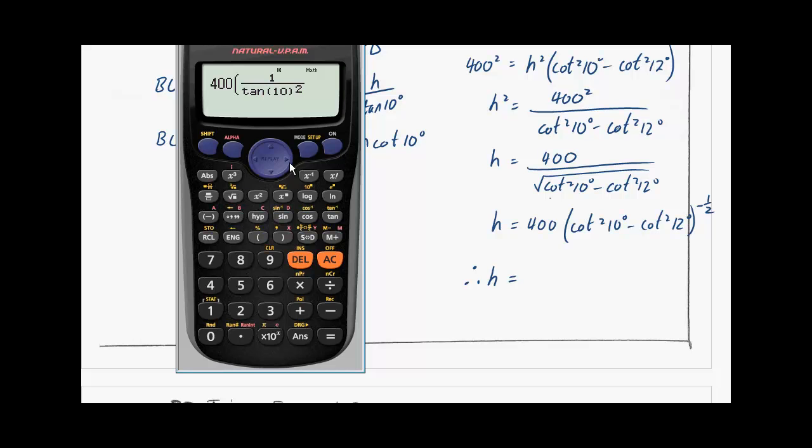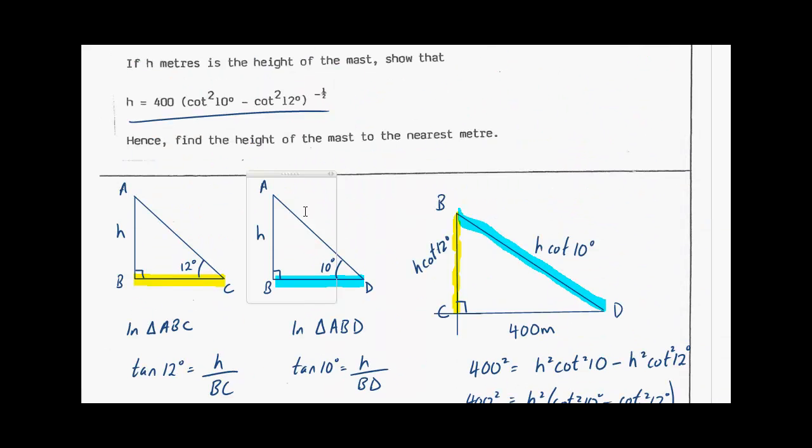squared, minus 1 over tan 12 degrees squared. Okay, and that is then to the power of negative half. Just put that in brackets to make sure that you've got the correct power. Okay, so we should get 126 to the nearest metre.